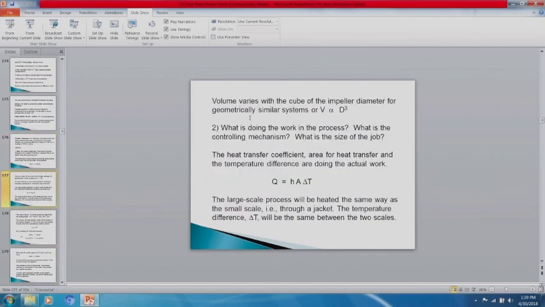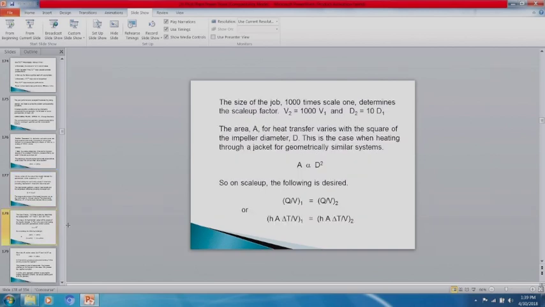So, moving right along, we see the volume varies with impeller diameter cubed. We're looking to see what is doing the work in the process, what's the controlling mechanism, what's the size of the job, some standard questions here. And we look, and so Q has to come through a heat transfer coefficient, which we talked about earlier, some sort of area, and some sort of driving force, delta T, the temperature difference.